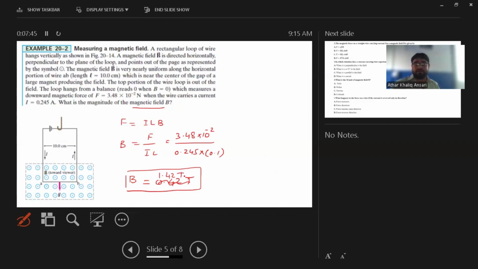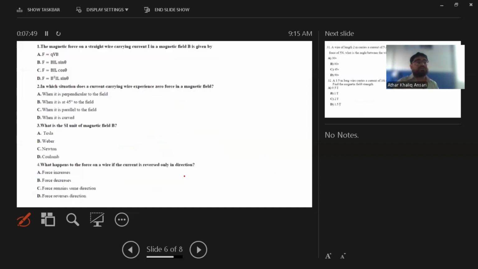Now I was saying I just have a few questions for a quick check. Did we understand or not? Adi, can you read the first one and give me the answer? The magnetic force on the straight wire carrying current in the magnetic field B is given by which equation? F is equal to BIL sine theta. So this is B. Farooq, can you answer the second one?